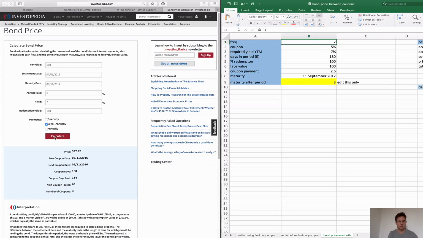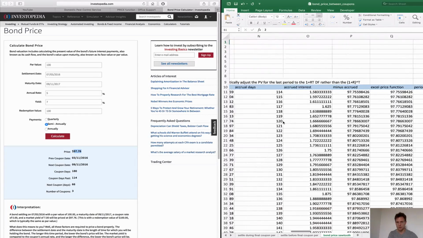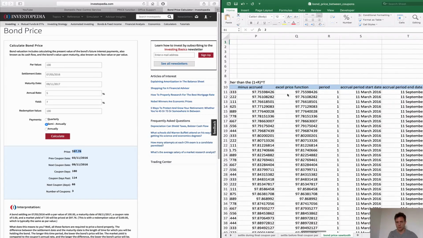Hit calculate, and down here you get $97.76. And if we go over here, Excel price function. So now we've got our three prices, right? And they're all the same. This was the Excel price function, 97.75. So Investopedia, they rounded up. This is my manual calculation, and it's exactly the same as the Excel one.